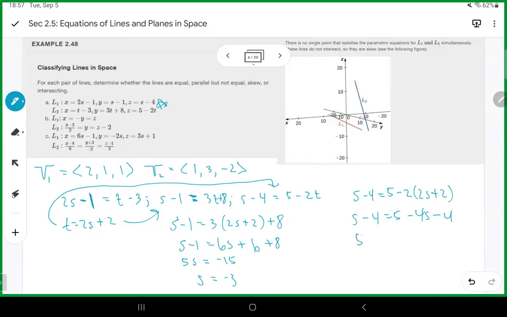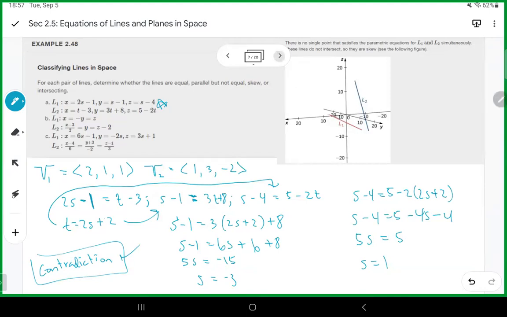So then we get 5s again equal to 5. So s equal to 1. Okay. So since the s's don't match, we have a contradiction. All right. That is all just for part A.